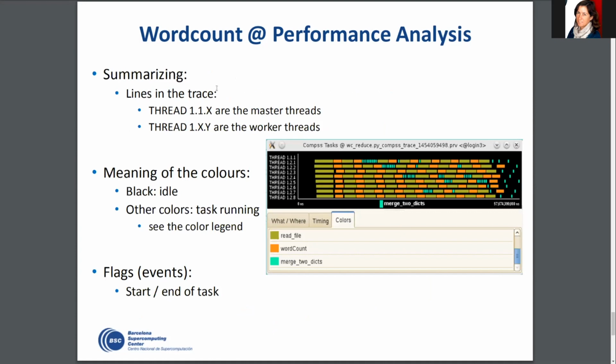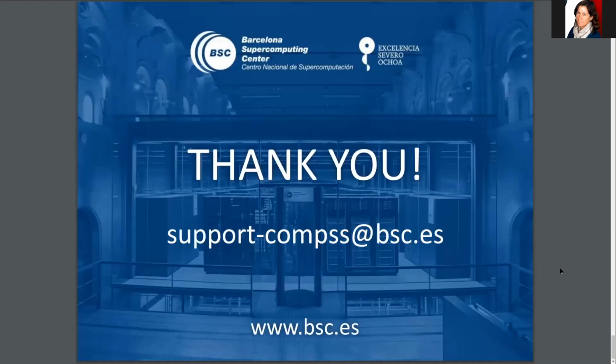Summarizing, the lines in the thread correspond to the cores that are being used. The colors mean black, the resource is idle, and other colors, a task is running, and the flags correspond to the events that may be emitted. So with this, I finalize this session.